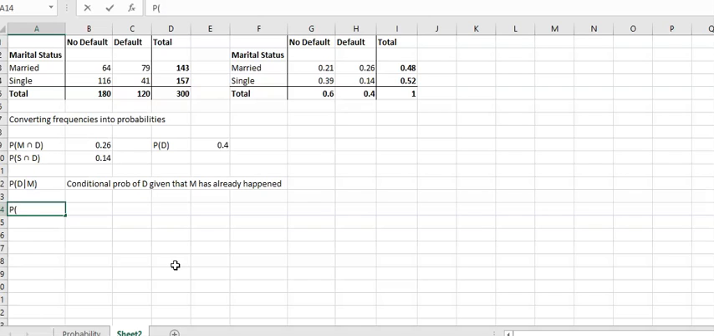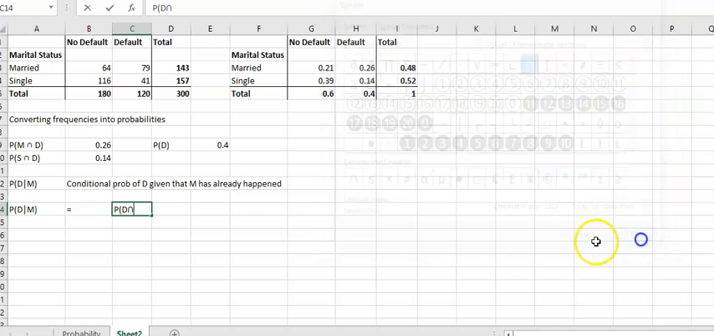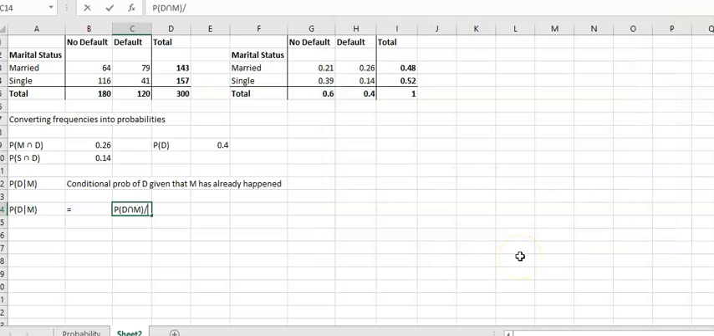So the formula says, in order to calculate the conditional probability of D given M, we have to divide the intersection of D and M, so D intersection M, by the probability of the event that happened first. In this case, that is event M. And since we already have these numbers for the probabilities, we're in a position to calculate that.